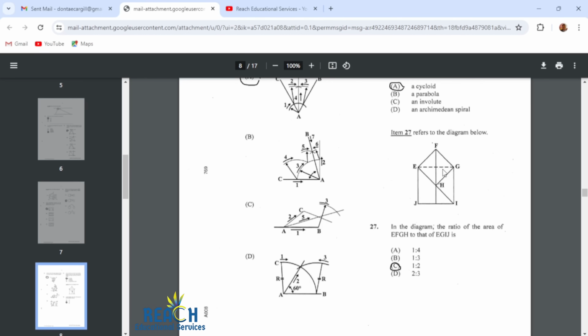Item 27 refers to the diagram below. In the diagram, the ratio of the area of EFGH to that of EGIJ is, it says that it is 1 to 2, which means that it is half the size. So let me see, EFGH, so this is EFGH, and then the next one is EGIJ, so this is EGIJ, so it is half the size of the square here.